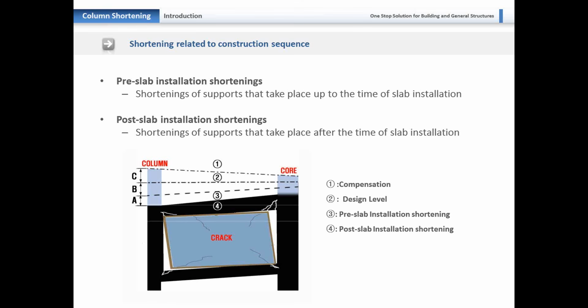So line number 3 basically represents pre-slab installation shortening, and line number 4 is post-slab installation shortening. So normally the compensation follows somewhere around say line number 1. So what this basically means is that at the time of construction, or at the time of the pouring of the slab concrete over the support formwork, we level the formwork in an inclined position such that once the shortening occurs and the formwork is removed, the slab orientation will be along line 2.